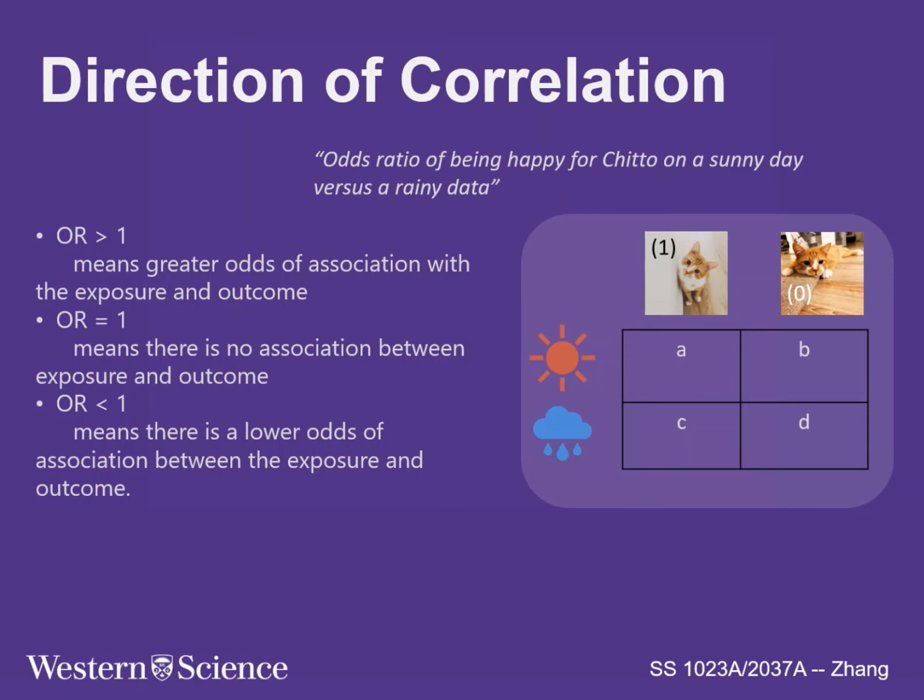In our example, we would expect that the happy mood of the cat has larger odds in our control group, which is the rainy days. If the odds ratio is 1 or approximately 1, we would expect that the two random variables have no correlation.